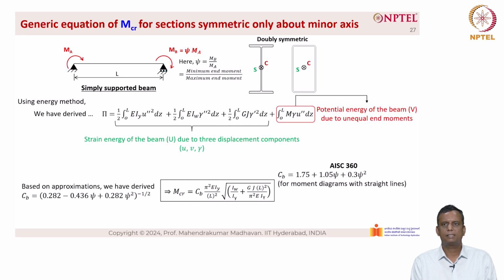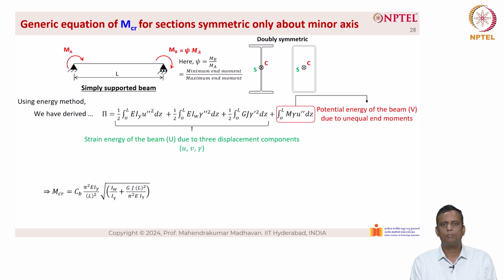And using AISC, we have CB equal to 1.75 plus 1.05 psi plus 0.3 psi square for moment diagrams with linear straight lines. And for non-linear moment diagrams, we have CB equal to 12.5 Mmax divided by 2.5 Mmax plus 3 MA plus 4 MB plus 3 MC.